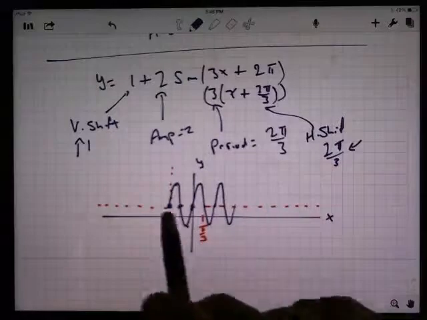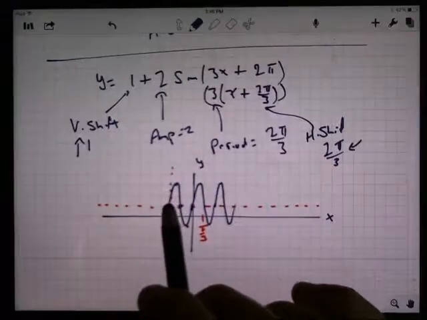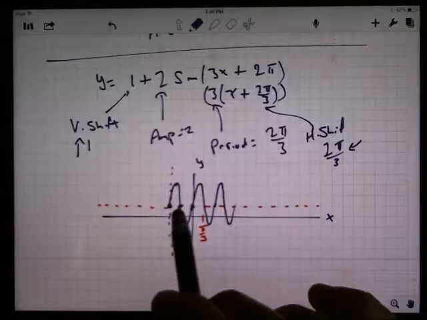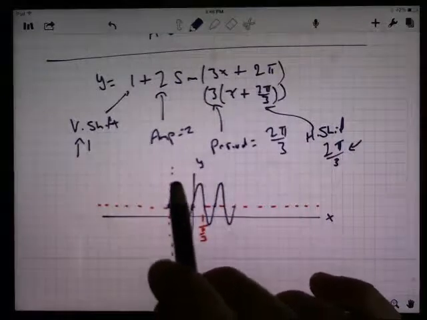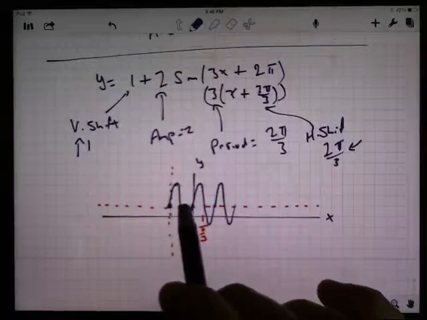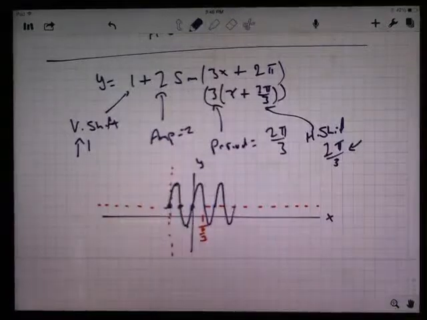Okay. Figure out where your shifted axes are. The sine curve is going to start right there, and then move over the period, halfway in between, the 1/4 point up the amplitude, the 3/4 point down the amplitude. And there you've got your graph.